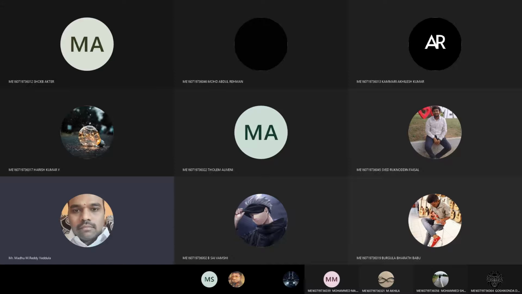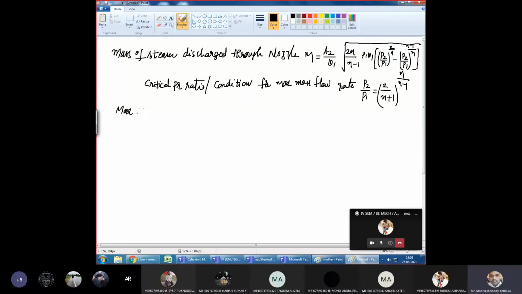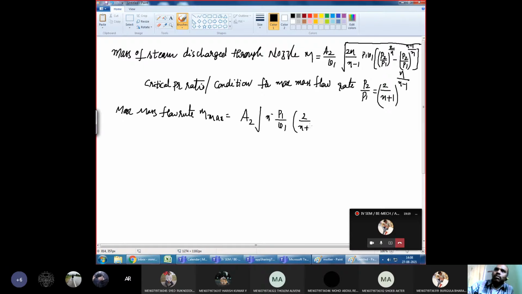Under this condition, we get the maximum mass flow rate. Maximum mass flow rate m max is equal to A2 under root n into P1 by V1 into (2 by n plus 1) whole power (n plus 1) divided by (n minus 1). The whole thing is under root. This is the maximum value of mass flow rate.